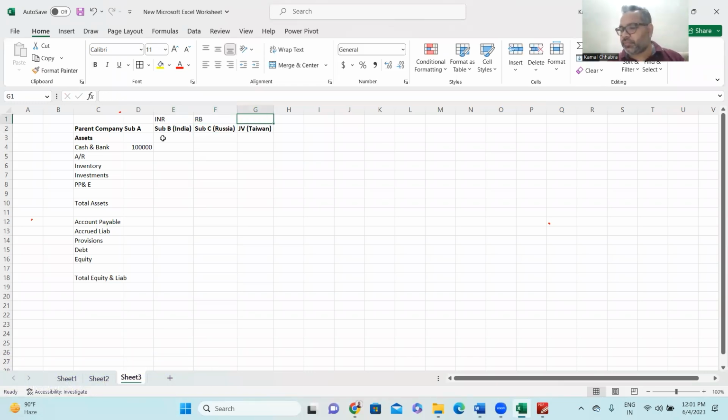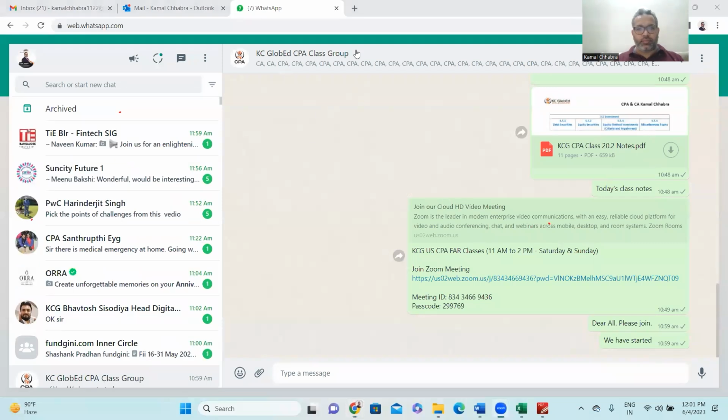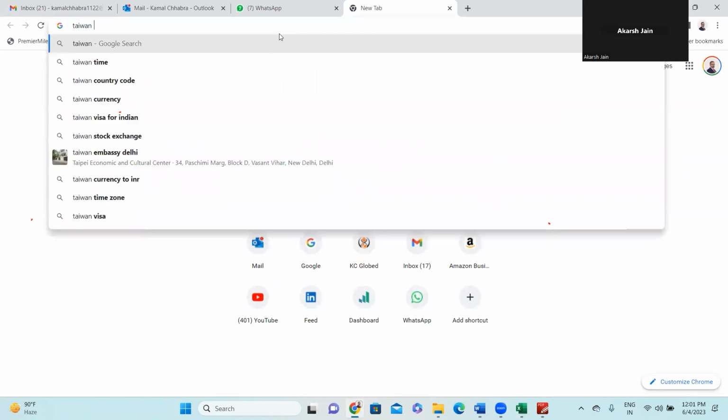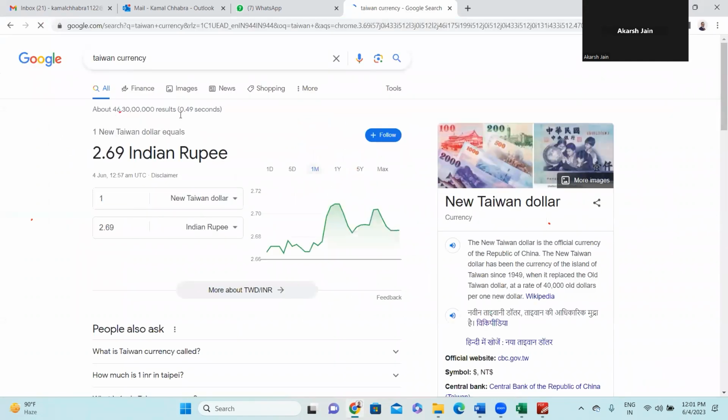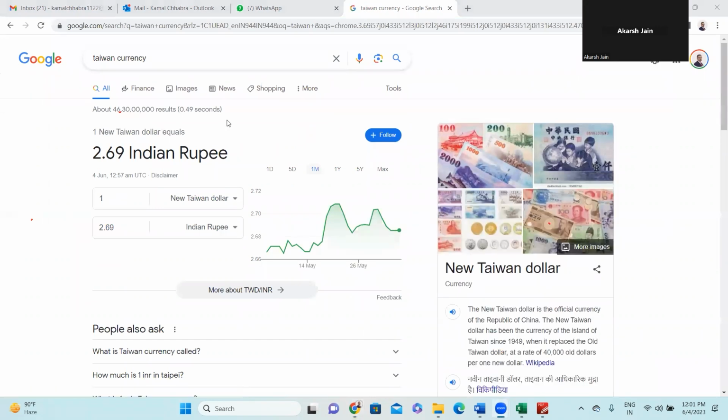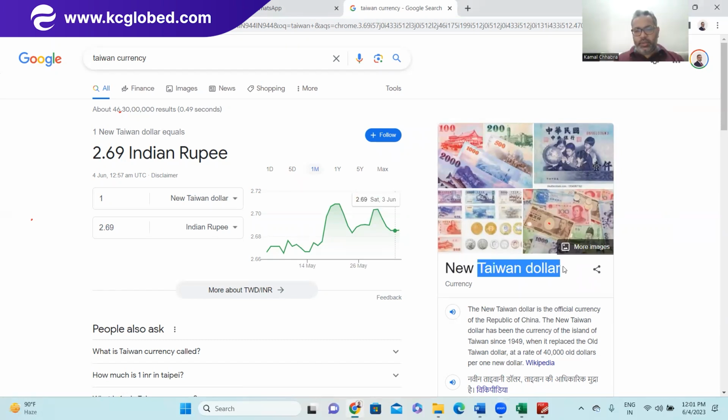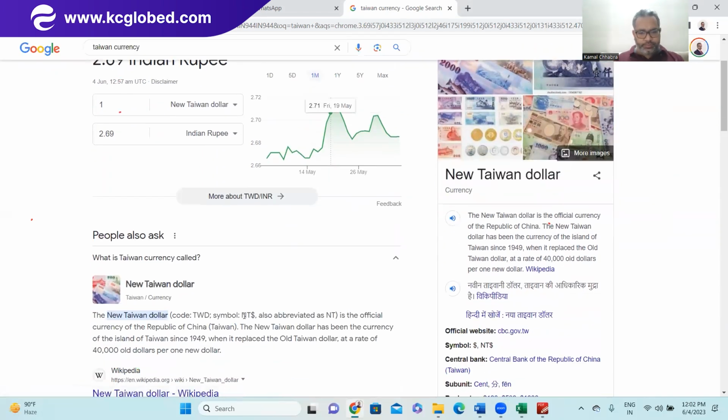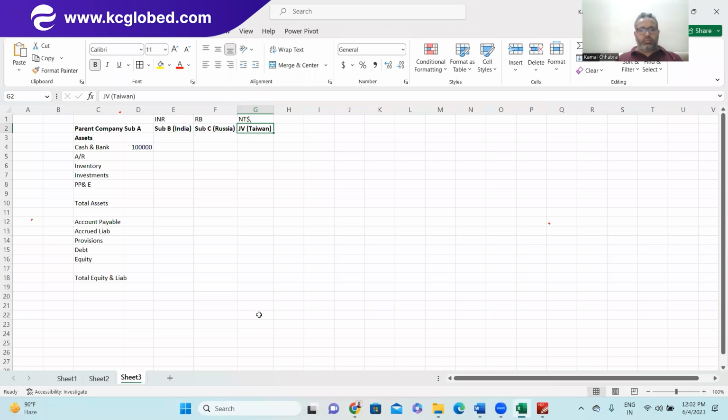What is the currency of Taiwan? Any idea? Sir, Taiwan dollar only. One New Taiwan dollar, yes, that's what I saw. You can say TD. NT. And this is USD.